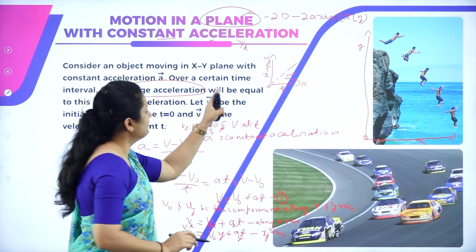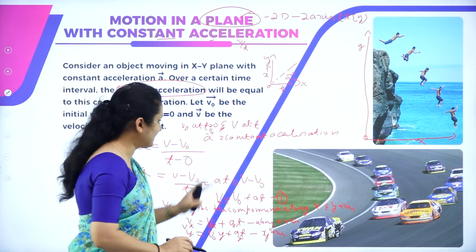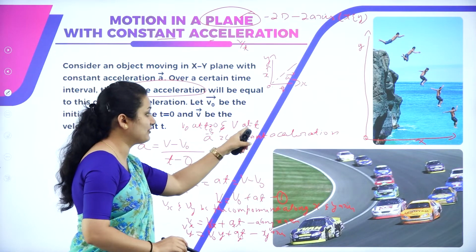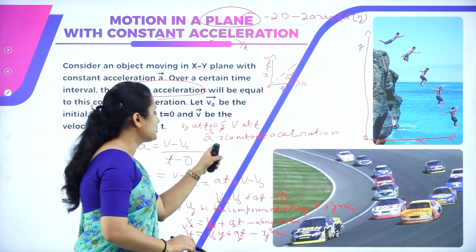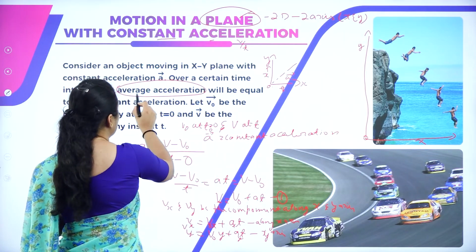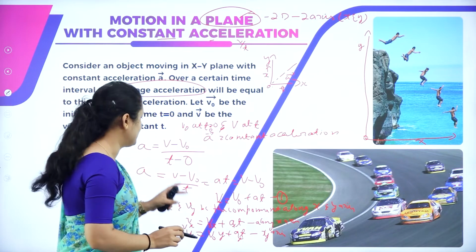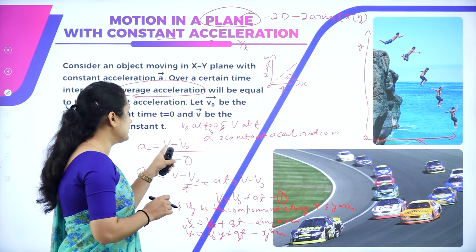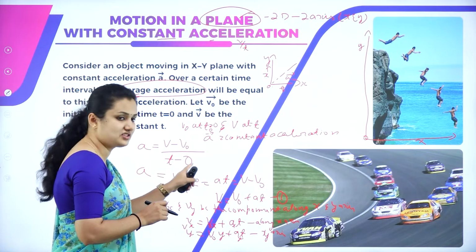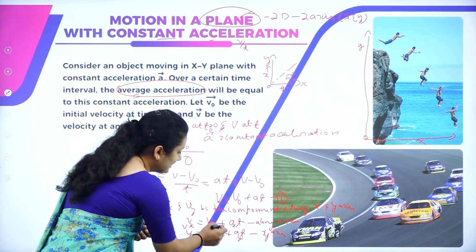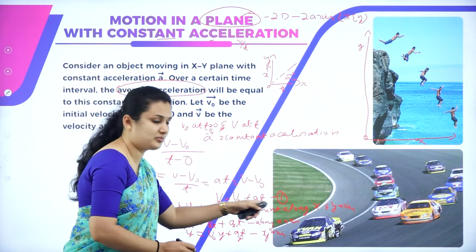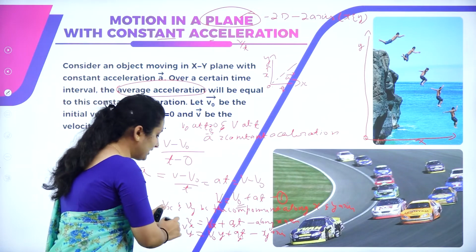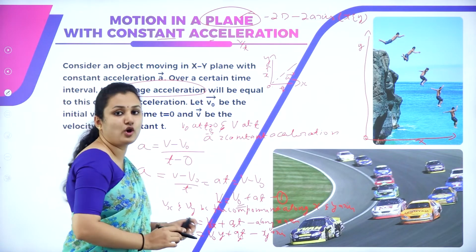So I have to find out motion in a plane with constant acceleration. This v naught is the initial velocity at time 0 and v is the final velocity at time t. A is the constant acceleration. My constant acceleration will become equal to the average acceleration. So from the definition of average acceleration, it is delta v by delta t, final minus initial velocity over final minus initial time. On simplification, I will get the equation v is equal to v naught plus at. This is my first equation. So I have resolved this velocity into its respective components along the x-axis and the y-axis.